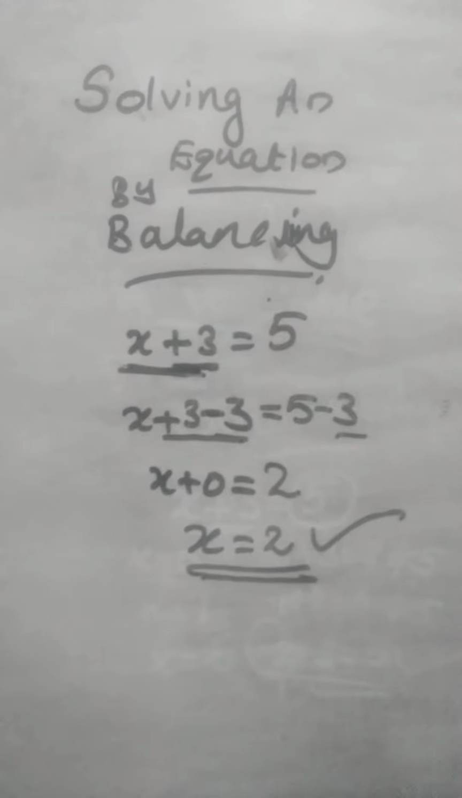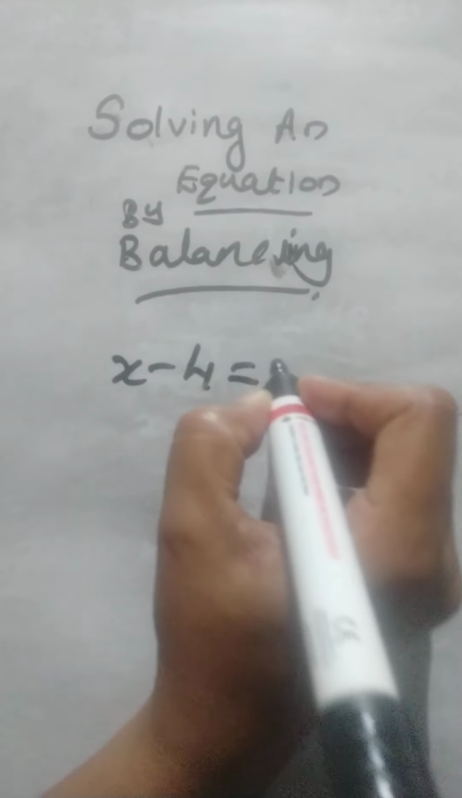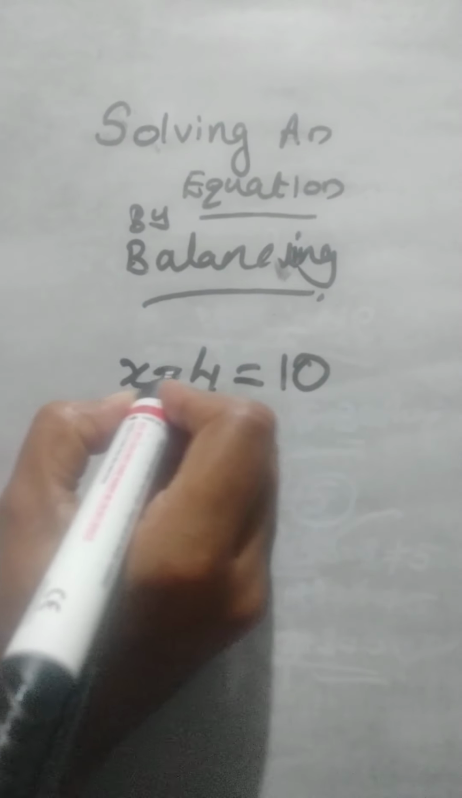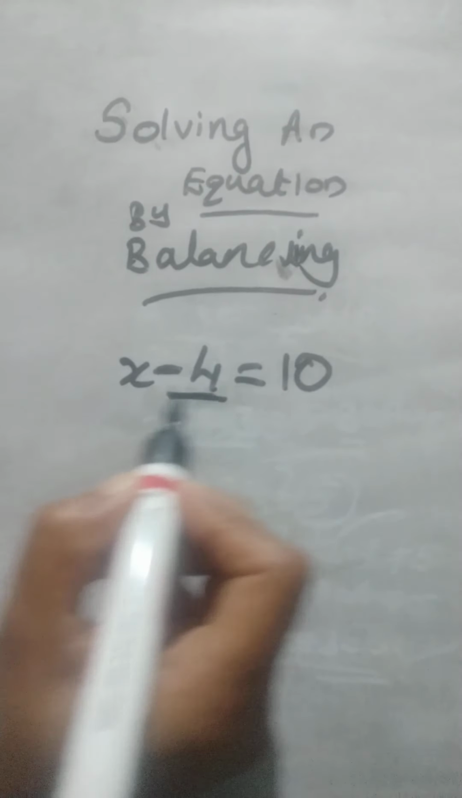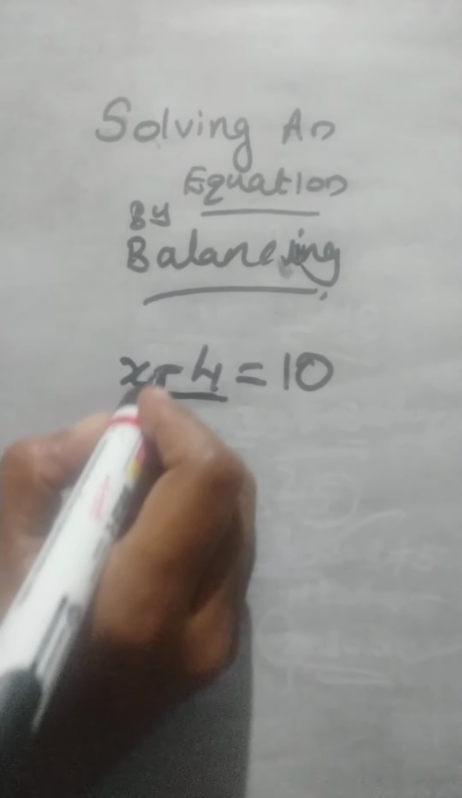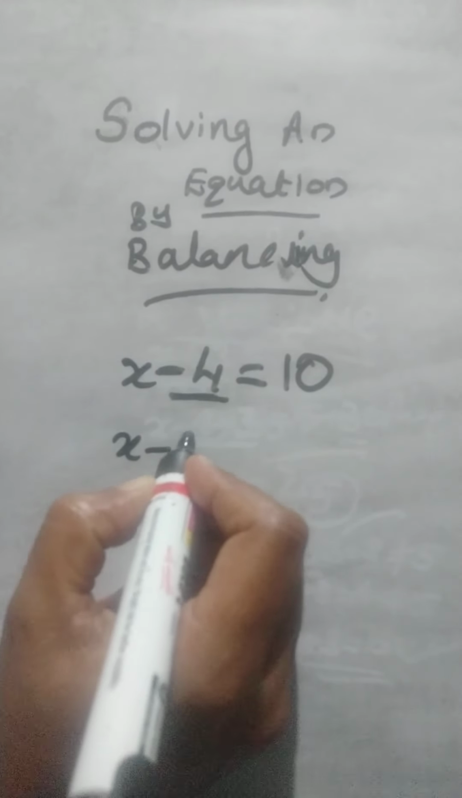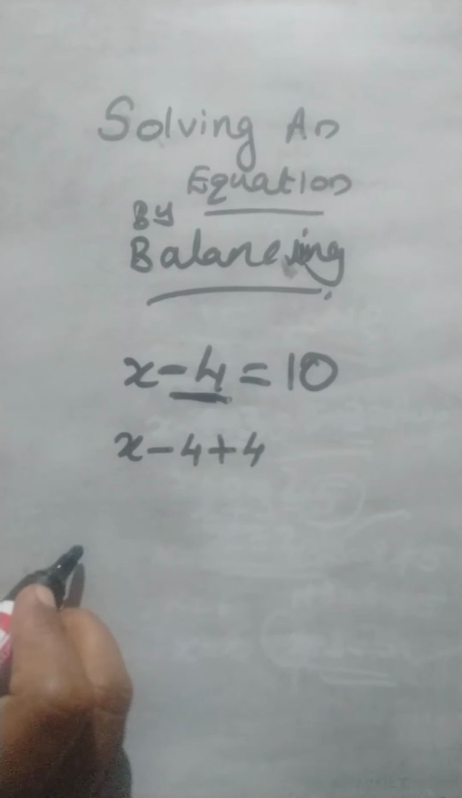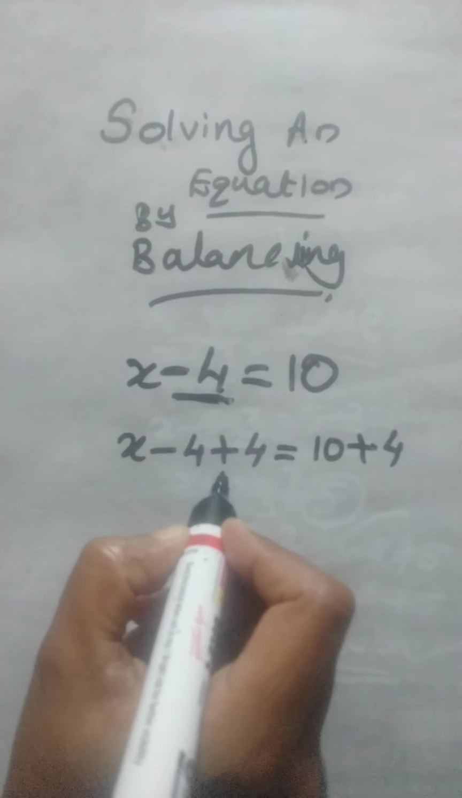Next, x minus 4 is equal to 10. How can we do this? Here we have minus 4, so we do the opposite operation. In this LHS part, we have to add 4, and the RHS becomes 10 plus 4.